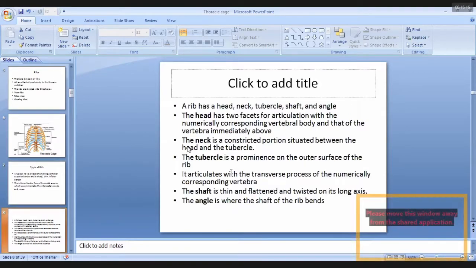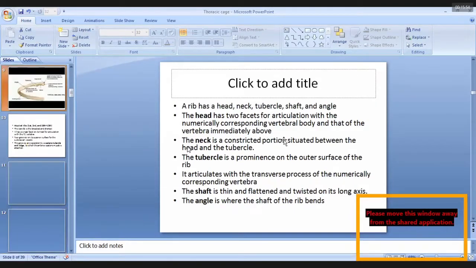The main parts of a typical rib are the head, the neck, the tubercle, the shaft, and the angle of the rib. On the head of each typical rib, there are two facets for articulation with the numerically corresponding vertebral body and the vertebral body that lies above it. So there are two facets on the head of each rib.